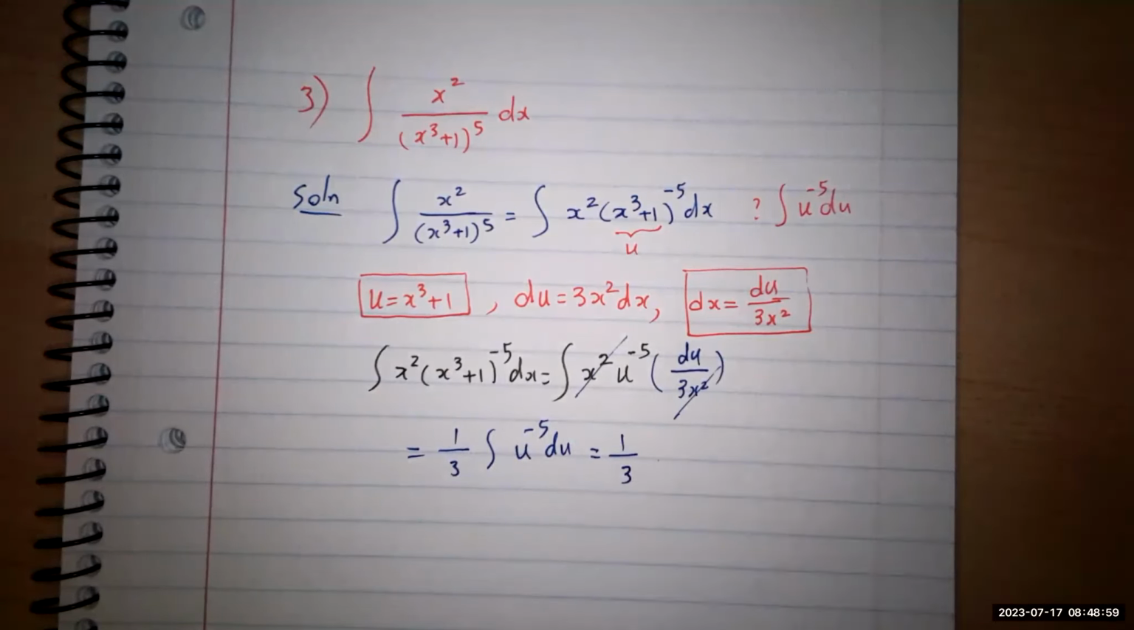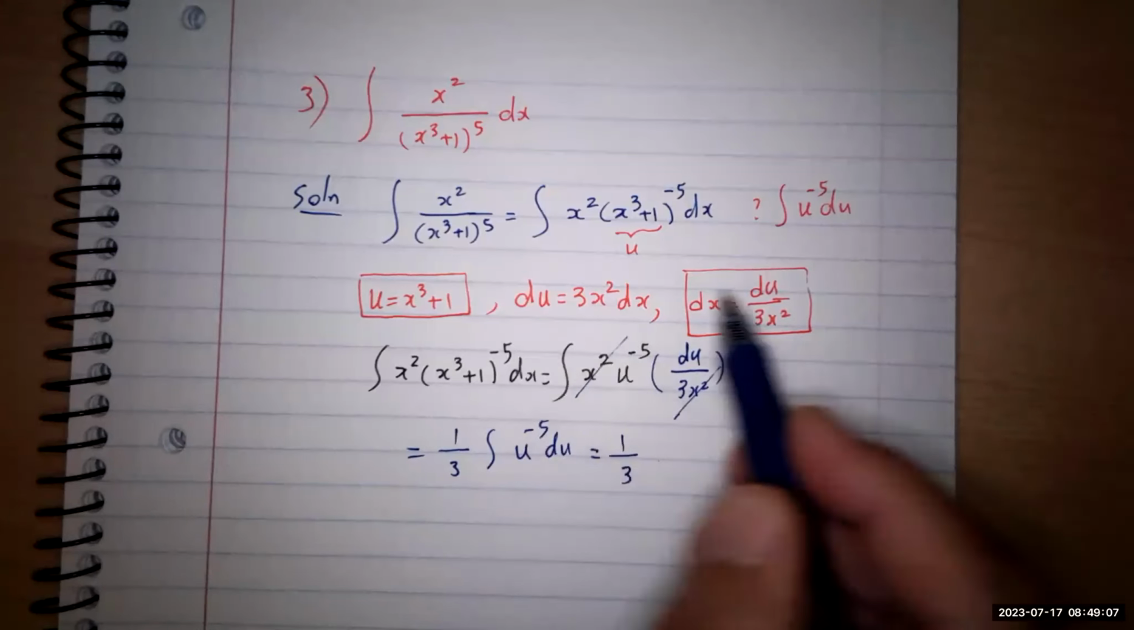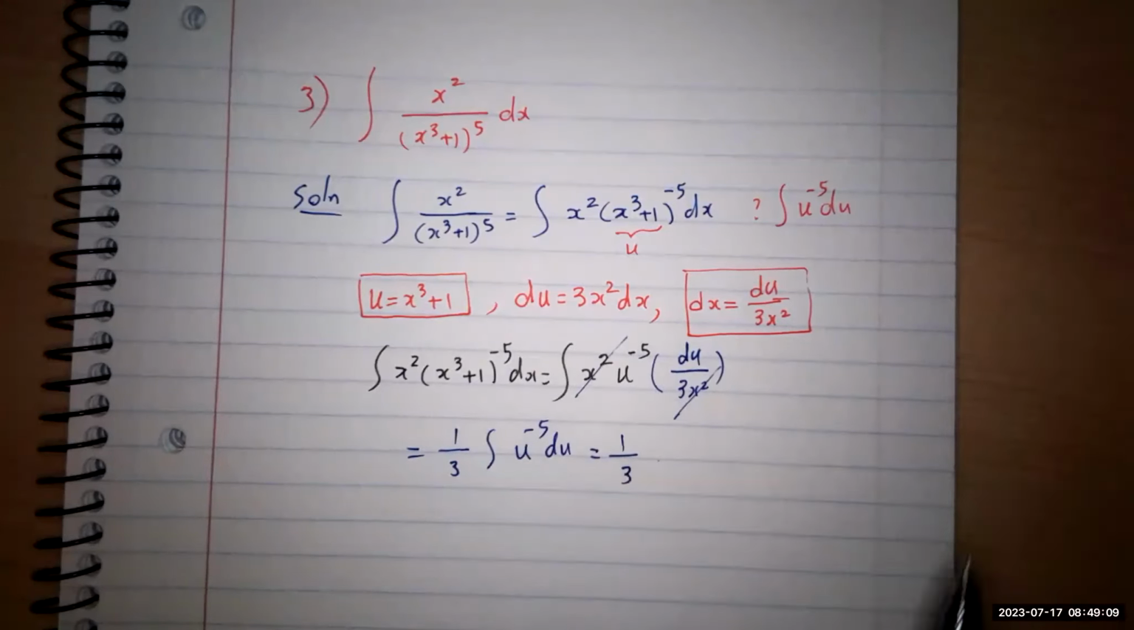Professor? Yes. Is it okay if we immediately pull that 1/3 out, or do we need to show that? Yeah. You have to show this, okay. Then you can do it right away.